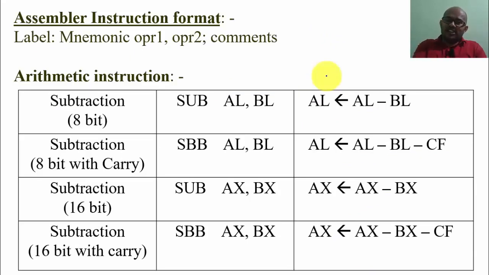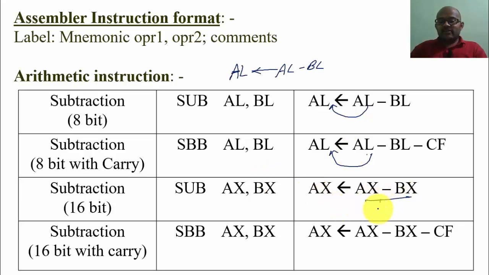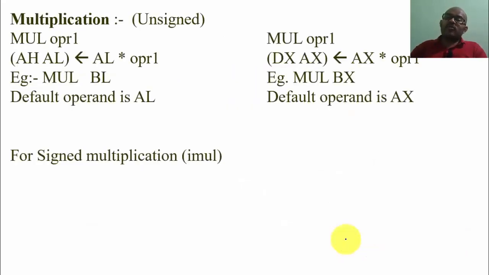Now if I am talking about subtraction, if you are performing SUB AL comma BL, nothing but AL minus BL, the result will be put back in the AL register only, right? If you are writing with borrow, it is AL minus BL minus carry flag, put back the result in the AL register only. If you are performing 16-bit subtraction, it is AX minus BX, put back in AX; AX minus BX minus carry flag contents, put back in the AX register only.